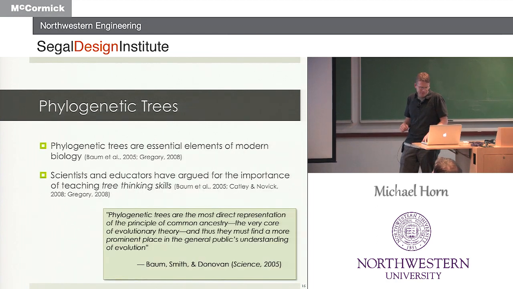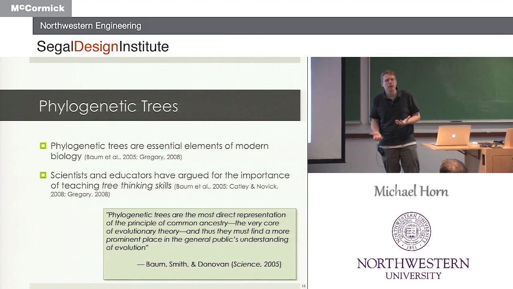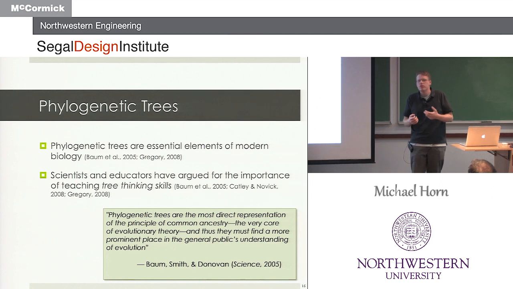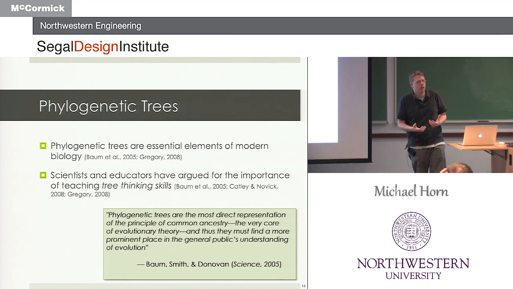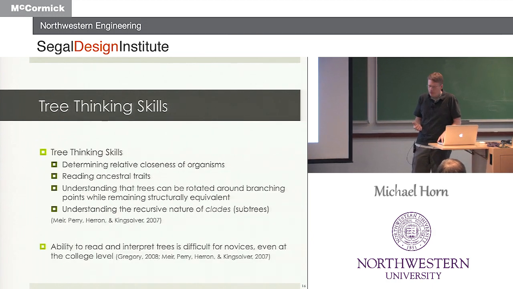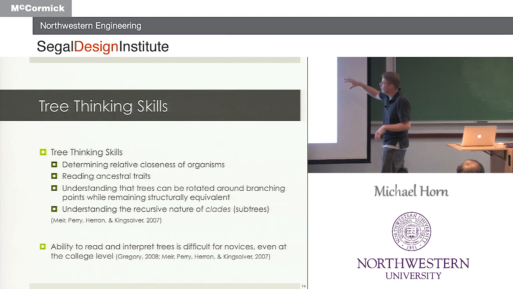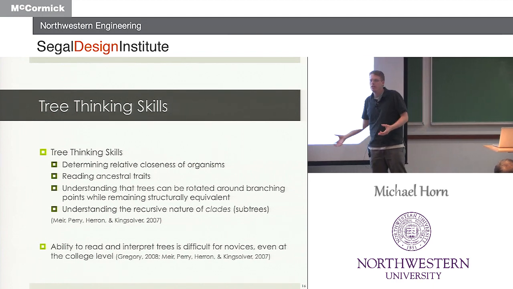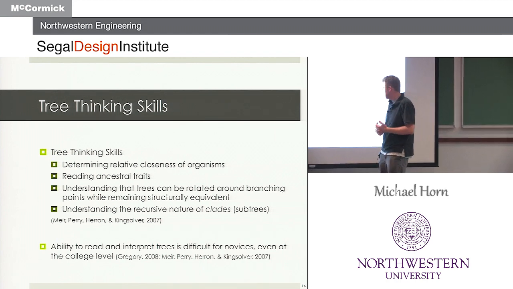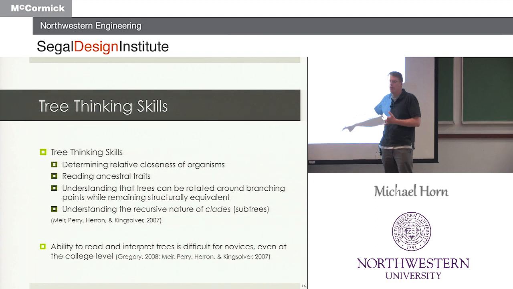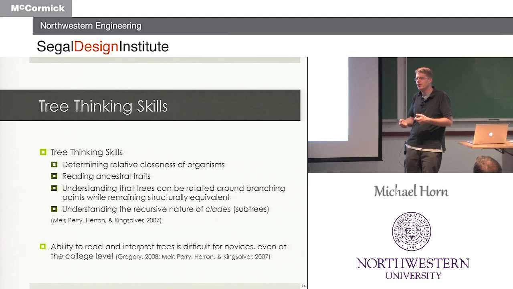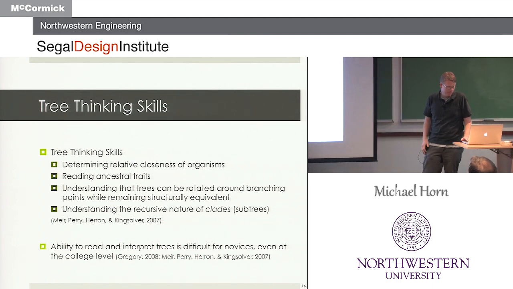And a bunch of people have argued that it's really important for the general public to understand phylogenetic trees, as they're core to modern biology and essential to understanding evolution and how evolution works. They have a set of skills that they call tree thinking skills, which more or less boil down to the ability to read and interpret phylogenetic trees correctly. And the goal of the game that you guys played was to try to get some of these tree thinking skills across to the visitors.